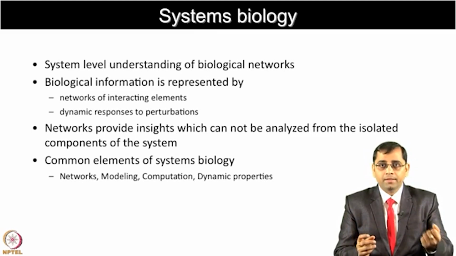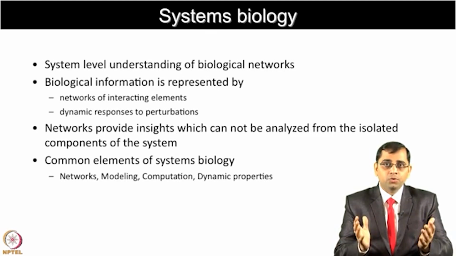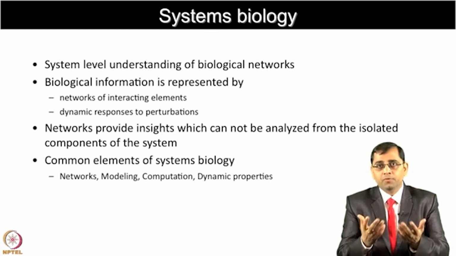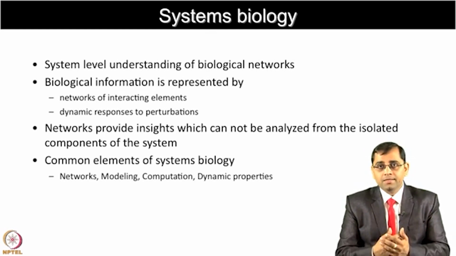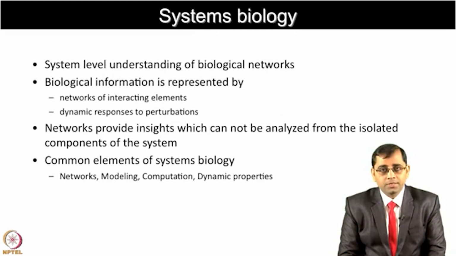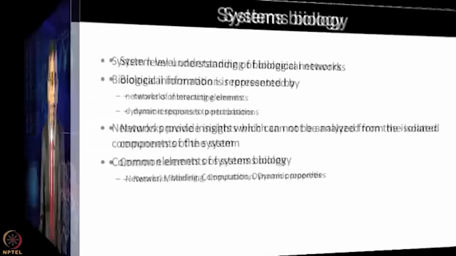We cannot just look at the genome separately, transcriptome separately, proteome separately and try to obtain the full picture. We have to start putting things together in a more systems wide manner, which could be analyzed using systems level tools. So, what are the common elements of systems biology? They include the networks, modeling, computation and dynamic properties. So, what are the approaches of systems biology?